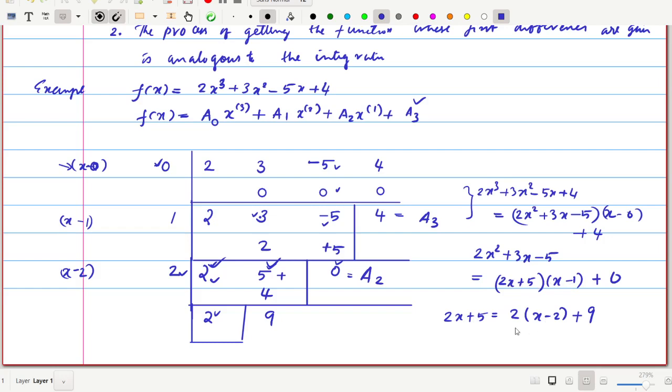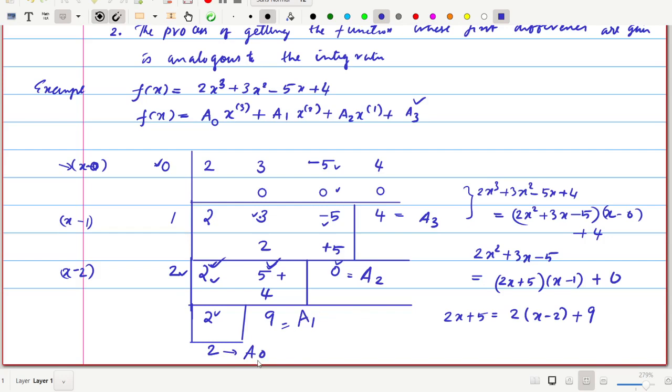So you will get the remainders. This is a3, this is a2, and this is a1, and if you write 2 here, you will get it by dividing this with x minus 2. This is the remaining polynomial. So this corresponds to a0.